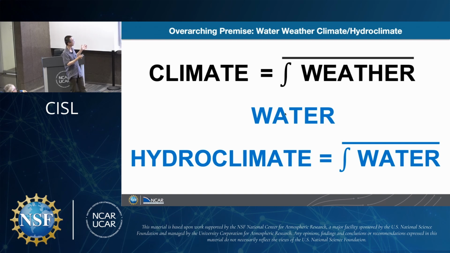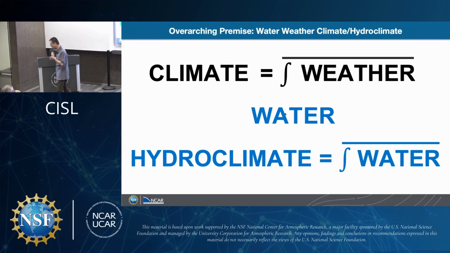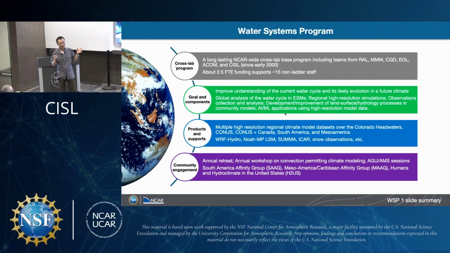And hydroclimate is also everything about water. So that's the water cycle: we need weather to convert vapor into condensate, and then onto the ground where we can use it. And from the ground, it goes back to the ocean, and then cycles again. So this is a very complicated system, and that's actually the main target of our Water Systems Program.